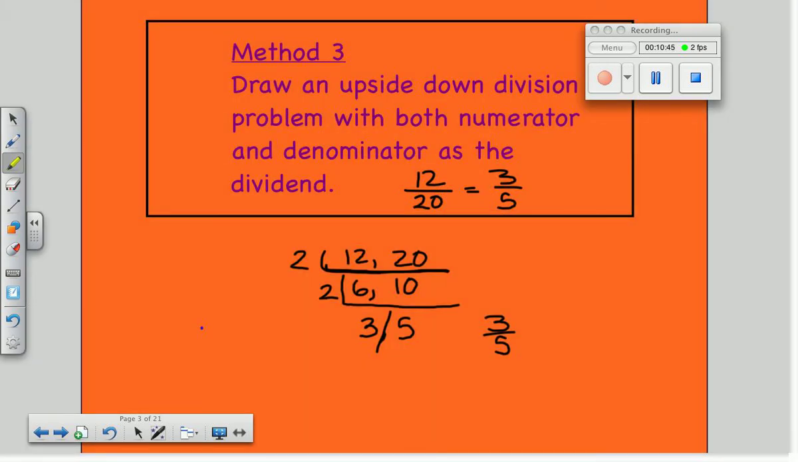So choose one method, method 1, method 2, or method 3. Choose one of those and write that method down as the one you're going to use to reduce fractions into simplest form.